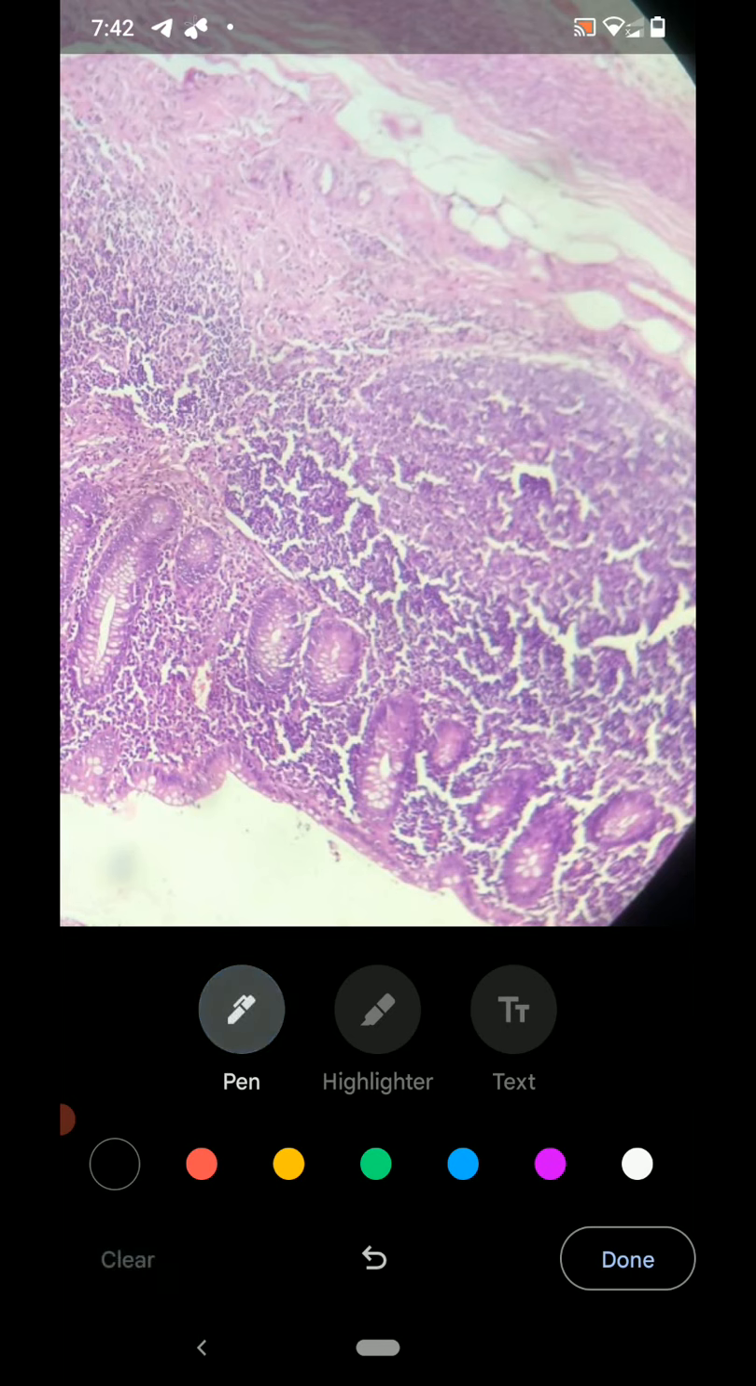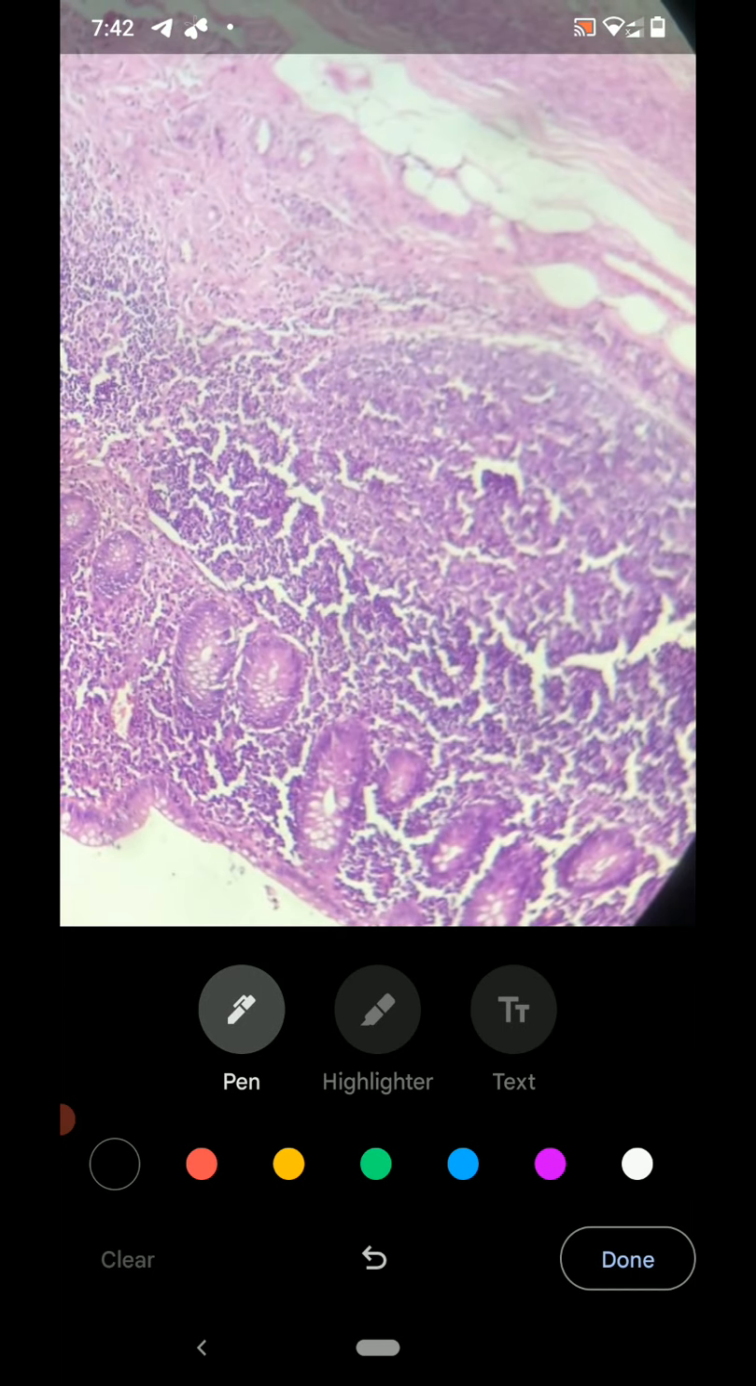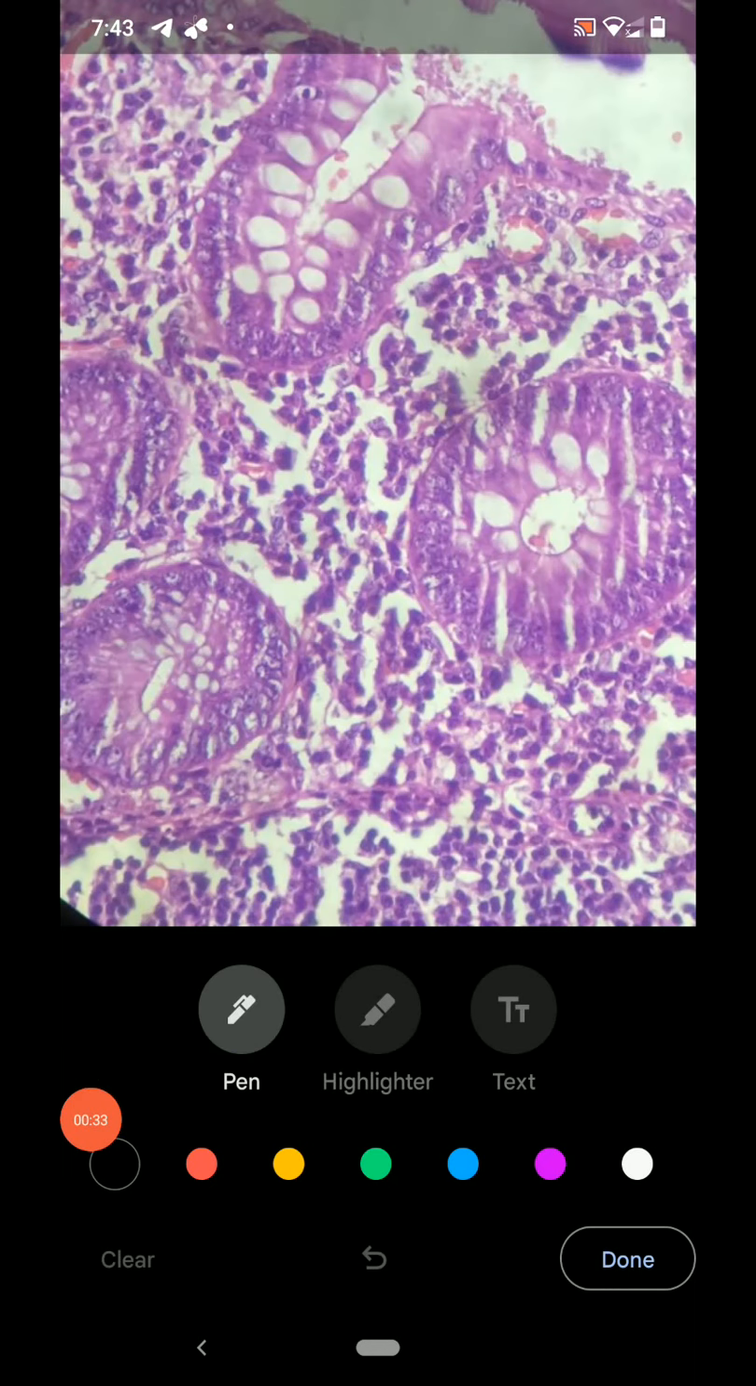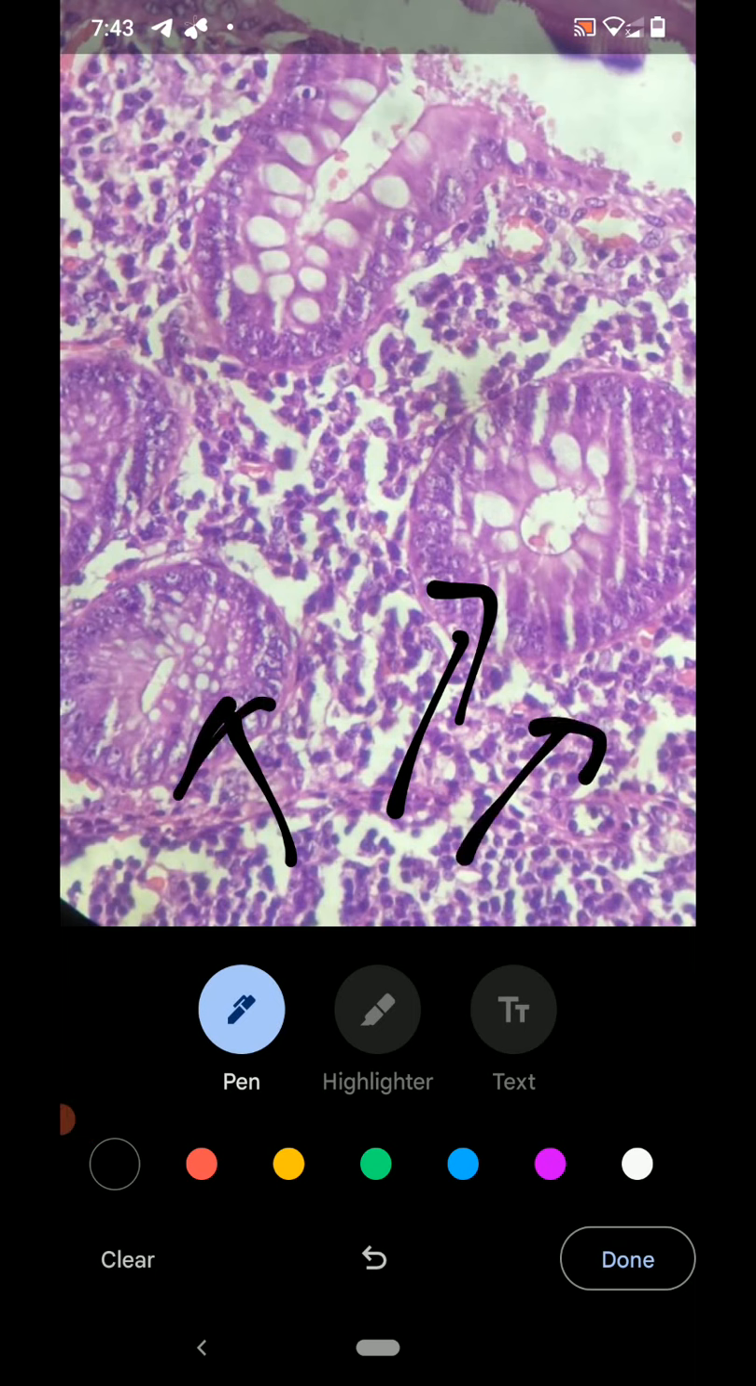and the lamina propria of the appendix has dense lymphoid tissue, and here we can appreciate the germinal center, and here is the lymphoid tissue. Here again we can appreciate the crypts and the lymphoid tissue, which are composed of mature lymphocytes.